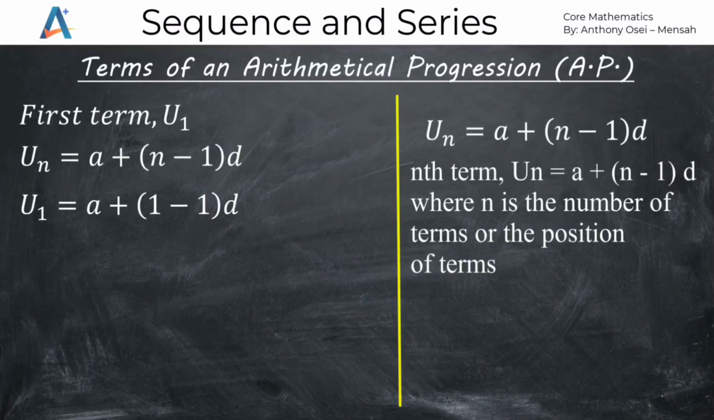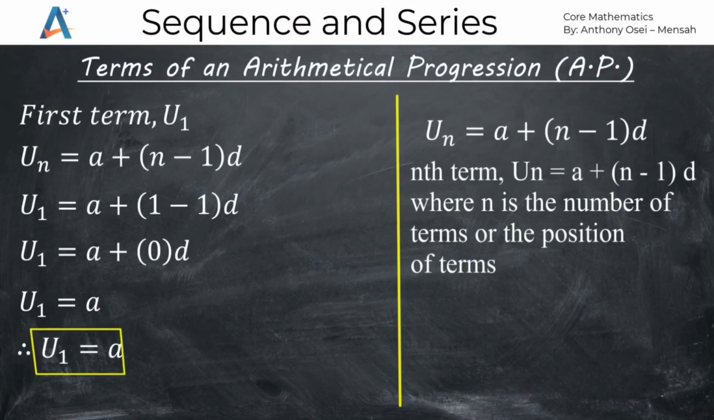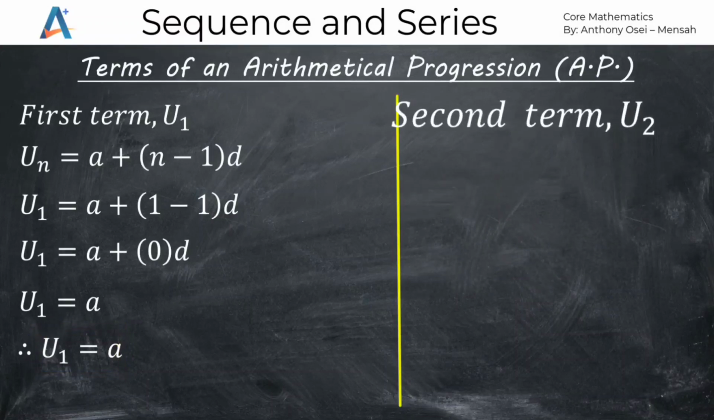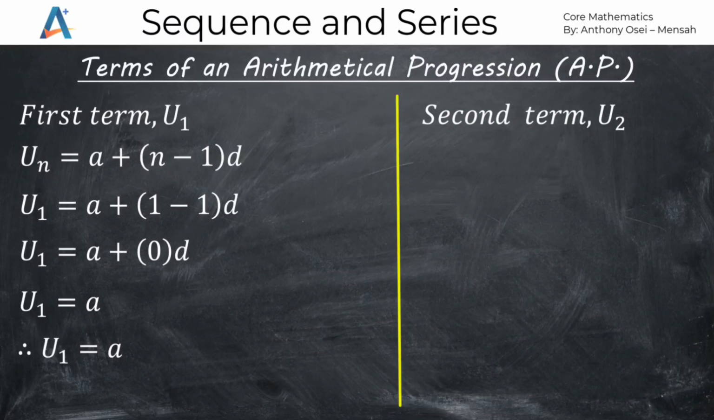That's the first term. Now, A plus (1 minus 1), because n is 1, so 1 minus 1 times D. And 1 minus 1 will give us 0. So we get U1 as A plus 0D, and 0D means 0 times D, which is still 0. So we get A only standing, so it means U1 is A. So in conclusion, the first term has the formula A. So the symbol A stands for the first term. Let's do that for the second term. So now let's see that of the second term.